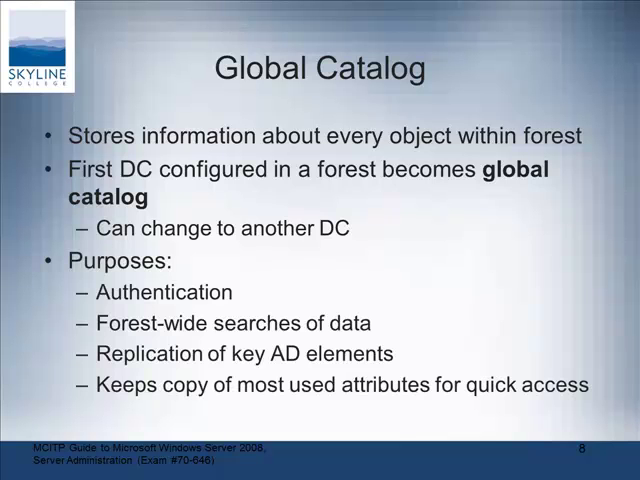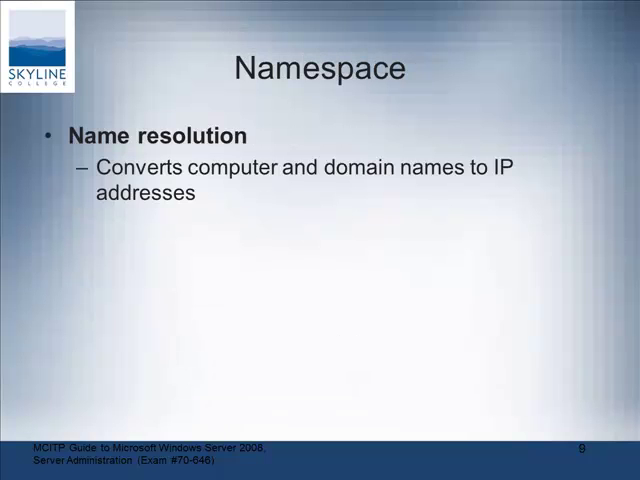Its purpose: authentication, forest-wide searches, replication of free elements, keeps a copy of the most used attributes of the individual objects for quick access. Forest-wide searches: if we at Roanoke need to find an object at Greensboro, it's probably not going to be listed in our Active Directory because we only list our own domain. What the global catalog would have is the information as to where we would have to go to get the Greensboro information. It tells us which domain controller we would go to.